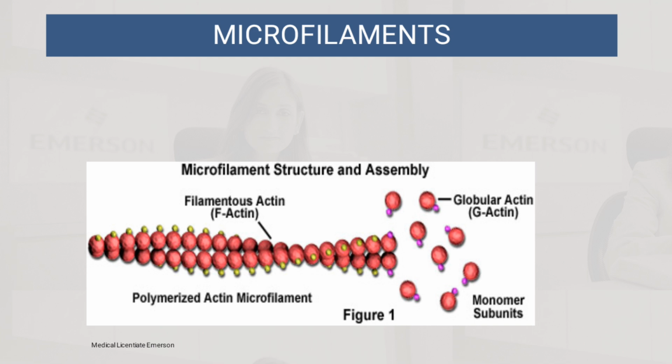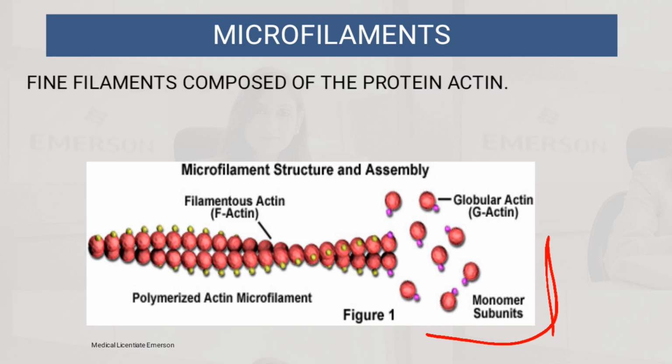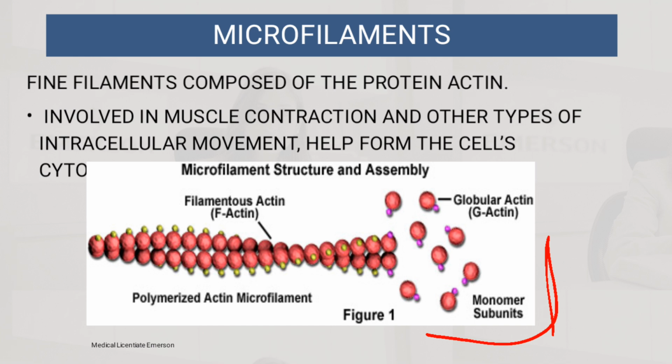Okay, then in terms of microfilaments, these are the structures for the microfilaments. So microfilaments are fine filaments composed of the protein actin, and they are involved in muscle contraction and other types of intracellular movement, and help form the cell's cytoplasm. So I think the cytoplasm part was obstructed. Okay, so that's about the microfilament.